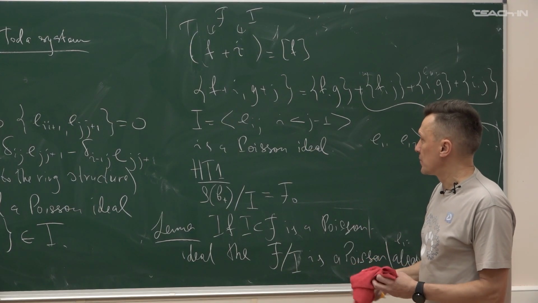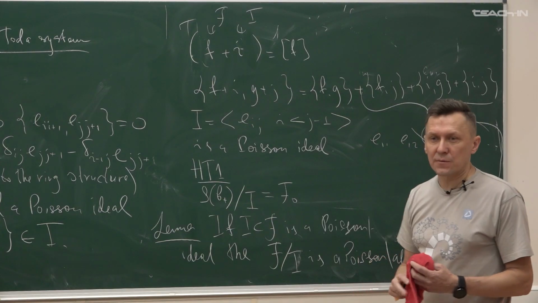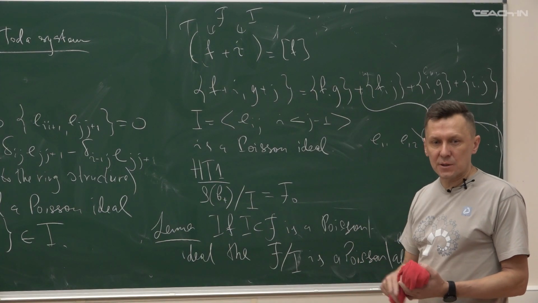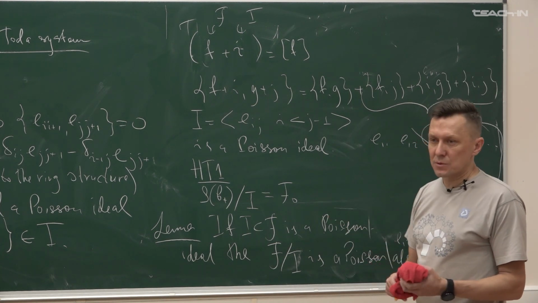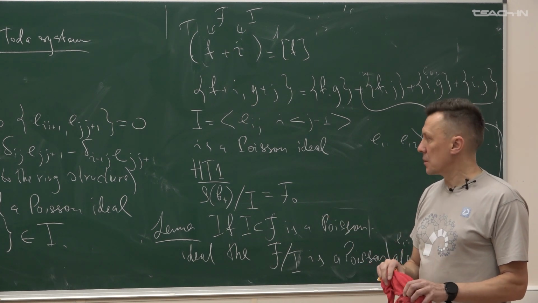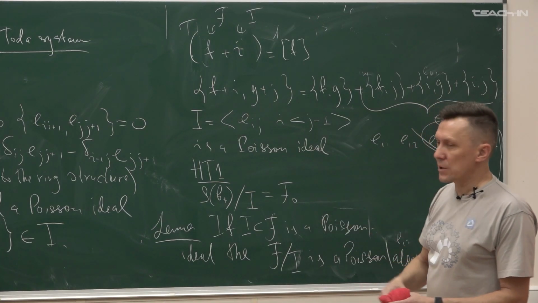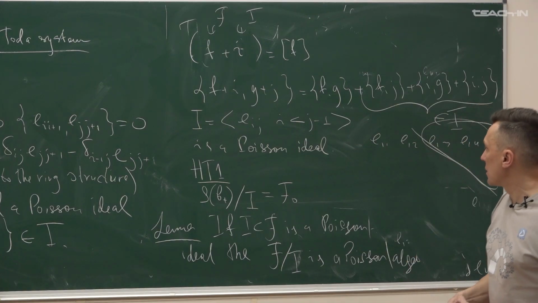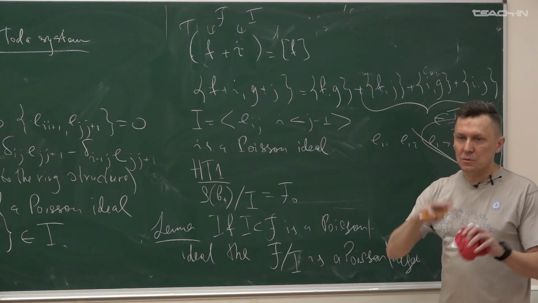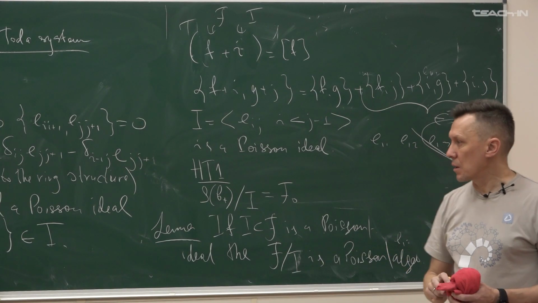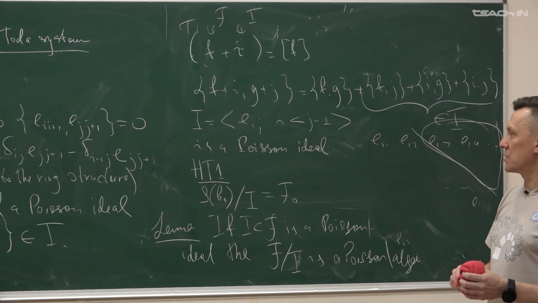And obviously, all Hamiltonian vector fields preserve this subvariety because it's a quotient with respect to the Poisson ideal. And this is the explanation of how the open Toda chain is included into this whole story of the full symmetric Toda system.